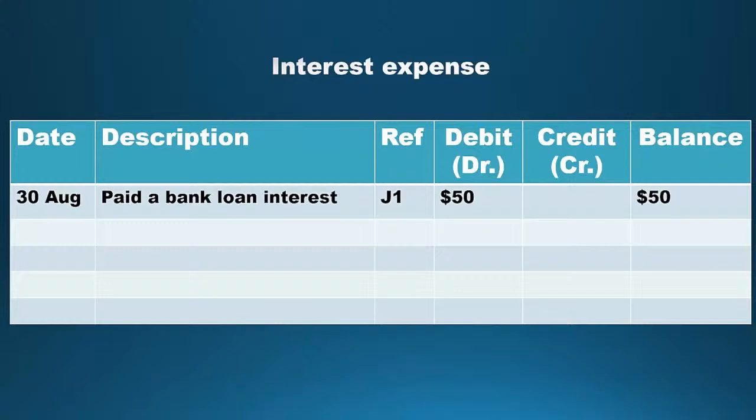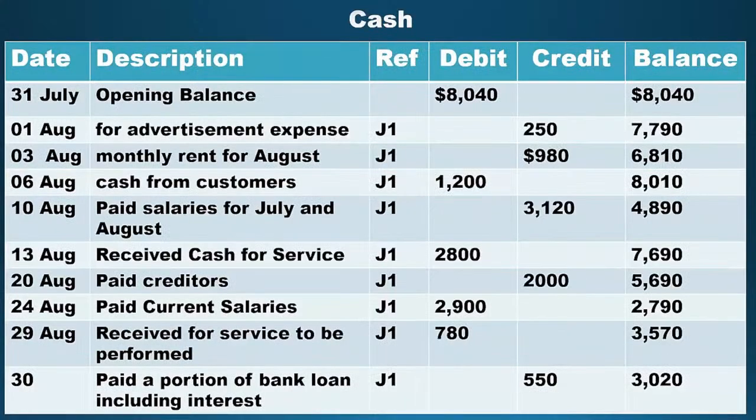Cash ledger. 1. Date. Write the date. August 30. 2. Narrative. Add the narrative. Paid part of the bank loan and interest. 3. Reference. Include the journal reference. J1. 4. Amount. Enter $550 in the credit column. We credit cash because the company spent money, and decreases to cash are recorded on the credit side.